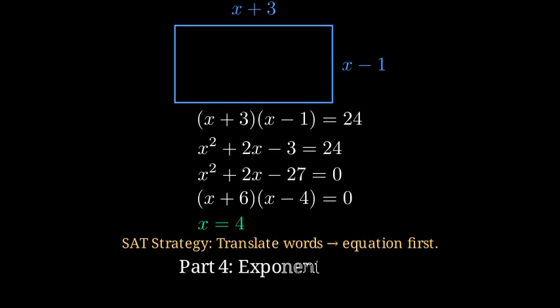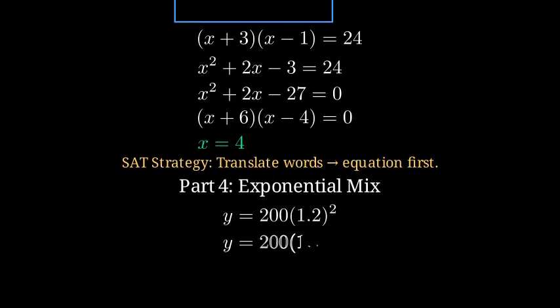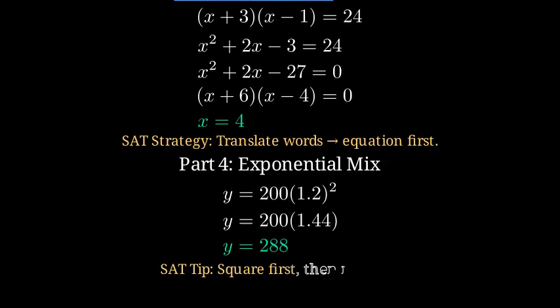Part 4. Exponential mix. A population starts at 200 and grows by 20%. After 2 years, use the formula y = 200 × 1.2². 1.2 squared is 1.44. Multiply by 200 to get 288. SAT tip. Square first, then multiply.